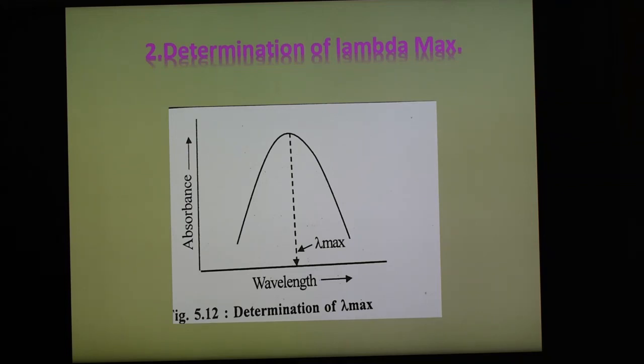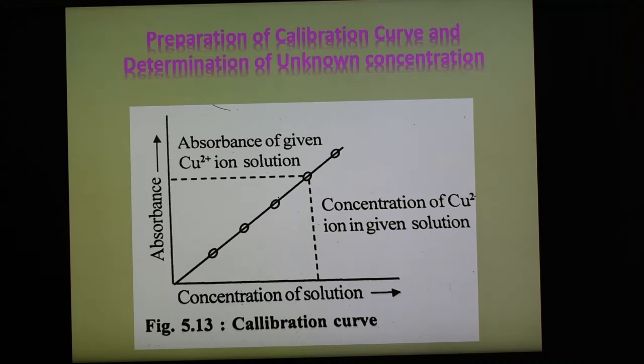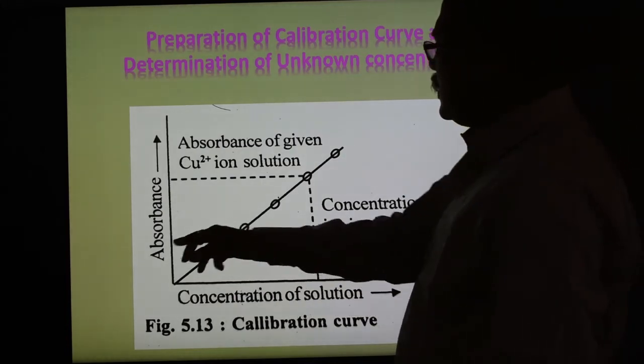The last, third step is the preparation of the calibration curve. After measuring, we measure absorbance or percentage transmittance using the reagent blank, then we can calculate the absorbance. In a similar manner, also determine the absorbance of the standard solutions and the unknown solution. After measuring the absorbance of the 10 known systems and one unknown system, plot the graph between concentration of the solution and absorbance.